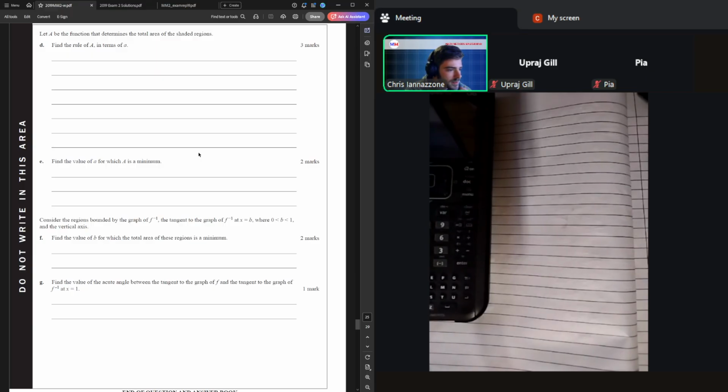Okay. Find the value of the acute angle between the tangent to the graph of f and the tangent to f inverse. Yeah. So I guess doing that whole procedure, finding the tangent to the inverse earlier would be helpful for this.